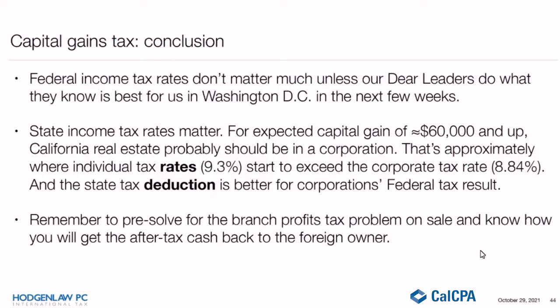So anyway, final caveat is pre-solve for the branch profits tax problem. Know what you're going to do before you set up the structure so you know how you're going to exit. All right, let's move on.